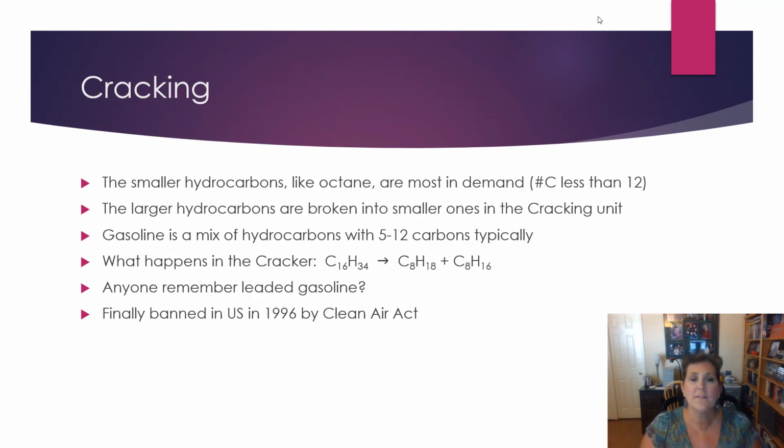So cracking, let's get back to cracking. The small hydrocarbons like octane, which is in demand for gasoline, in other words, carbons less than 12, are very much in demand. So they're useful. We can take them from the distillation and use them. But the larger hydrocarbons aren't very useful, so we need to break them into the smaller ones that are. And we do that in a cracker.